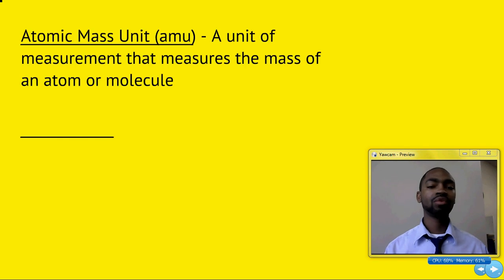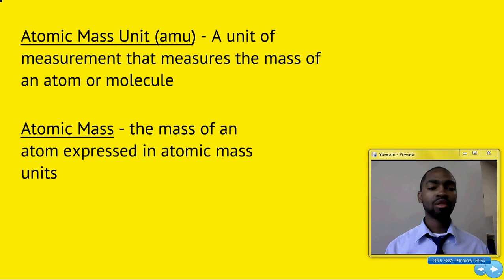So, a couple more vocabulary words that you all need for your notes. Atomic mass unit is a unit of measurement that measures the mass of an atom or molecule. You'll understand that these items are really small, so we need a unit that's able to weigh them. So the atomic mass unit, which is also known as an AMU, is a unit of mass that measures the mass of an atom or molecule. And by the way, one atomic mass unit is about the weight of a proton or a neutron. One neutron is about one atomic mass unit, and we'll talk a little bit about that later.